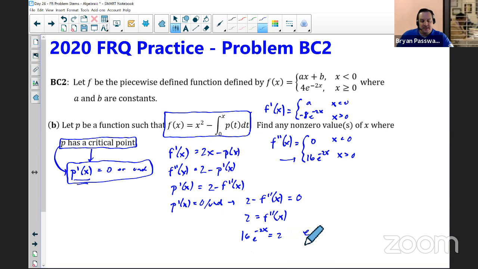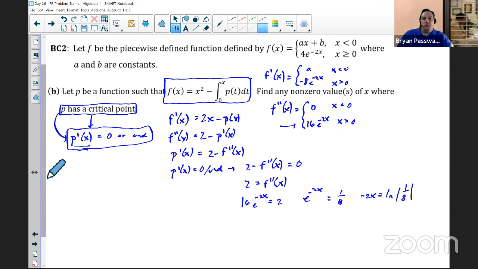Divide by 16, and we get e to the negative 2x equals 1/8. Maybe take the natural log of both sides, and we're going to get negative 2x equals the natural log of 1/8, right? Using a natural log is the proper algebra way to get rid of an exponential function. And then divide by negative 2, and we're going to get x equals negative 1/2 times the natural log of 1/8.